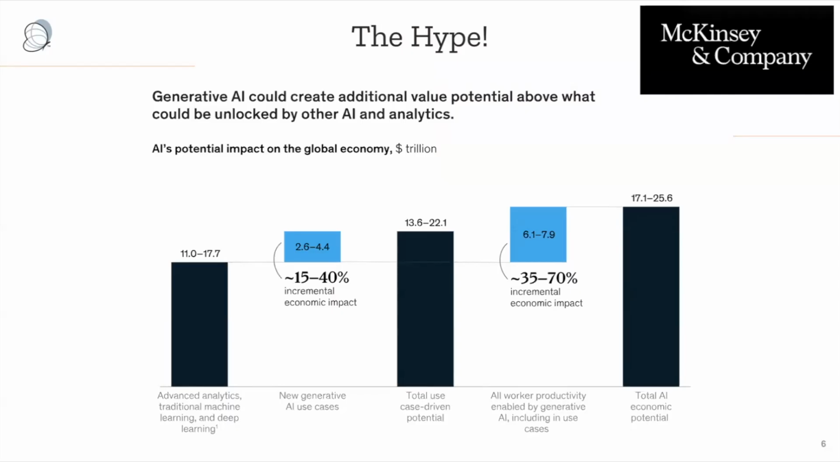global economy. So that left-hand bar over there is how much impact we can get from traditional machine learning, deep learning, and by traditional, it means not generative AI or generative machine learning. And then that little blue bar says, well, we can get an additional 2.6 to 4.4 trillion dollars of impact out of that. And it goes all the way over to the right. And so they're thinking that the total AI economic potential is 17 to 25 trillion dollars. So those numbers are mind-boggling. So there's clearly a lot of interest there.